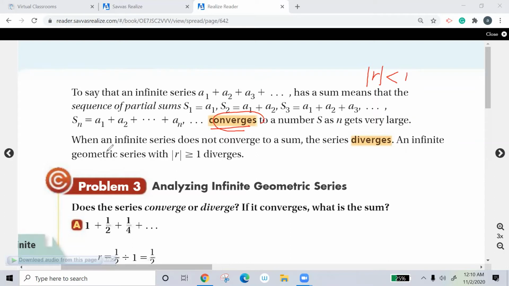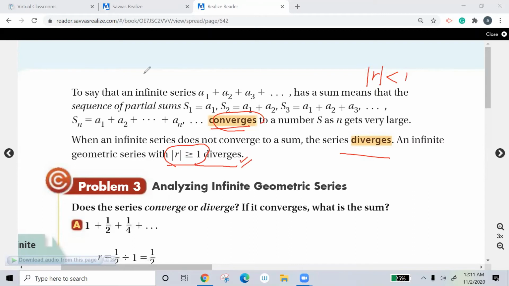Okay, next. When an infinite series does not converge to a sum, the series diverges, and an infinite geometric series with the absolute value of r greater than or equal to 1 diverges. So if the absolute value of the common ratio is greater than or equal to 1, it diverges.